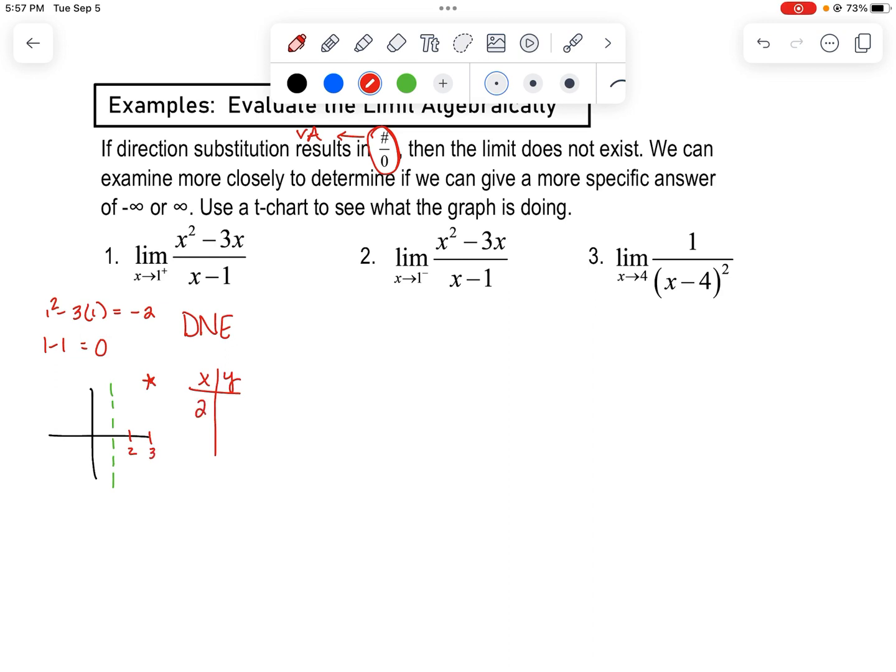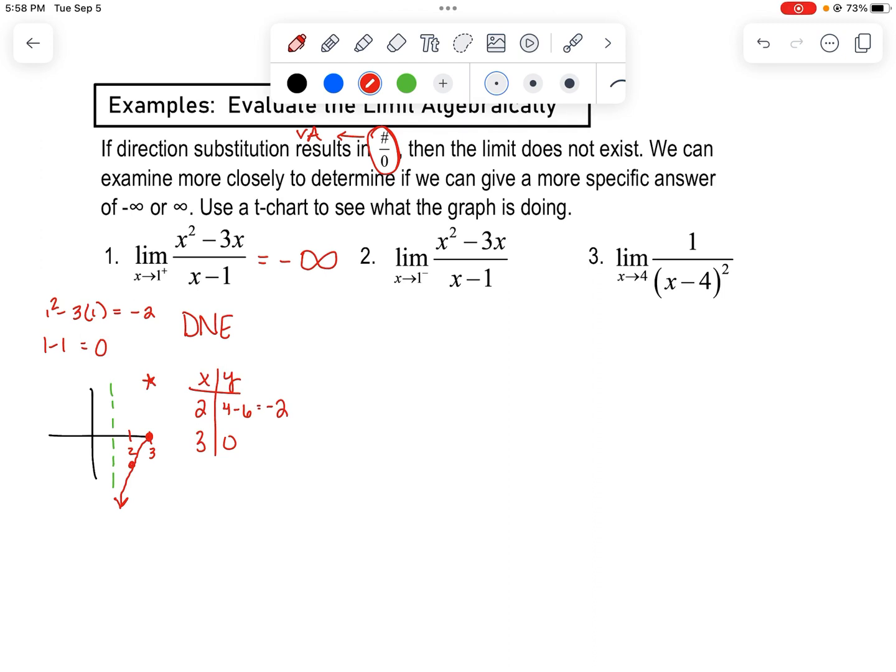So when x is 2, we have 4 minus 6, which is negative 2. So we have 2, negative 2. And then when x is 3, we have 0. So 2, negative 2, 3, 0. And so if we connect those and then head towards the vertical asymptote, we can see that we are approaching negative infinity. So it is more specific to say the limit as x approaches 1 from the right is negative infinity. That limit also does not exist.